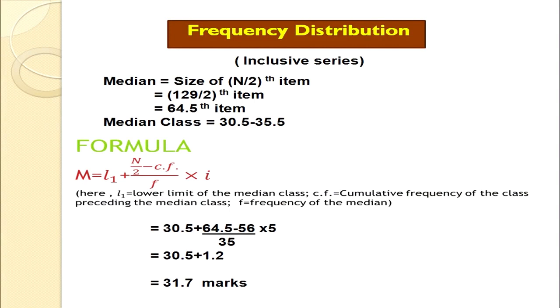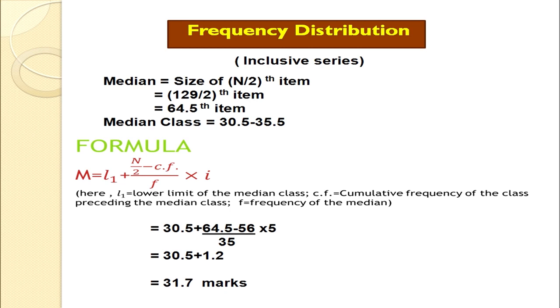N over here is 129 divided by 2 item, that comes to 64.5th item. As you can see, the median class for this is 30.5 to 35.5. Now, we will write the formula. Median is equal to lower limit plus (n by 2 minus Cf) upon f into i.